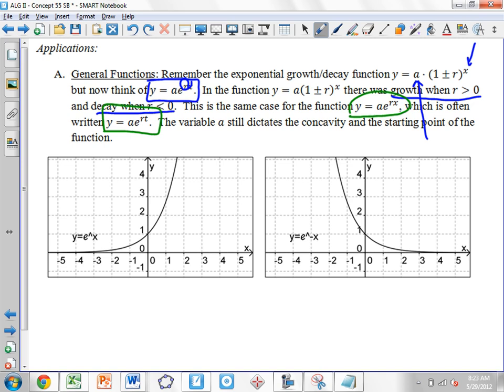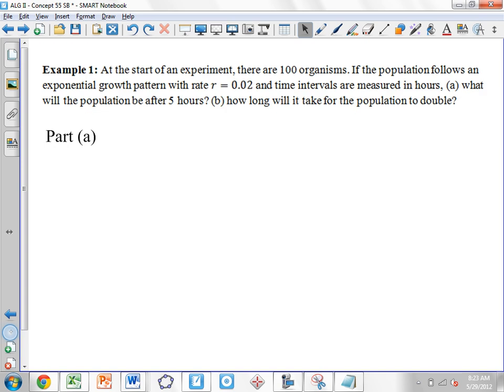Now, the variable a still dictates the concavity and the starting point, just like we discussed in the last part. Okay, so it doesn't change. So your simple example of growth when it comes to these functions is just e to the x, and decay is e to the negative x. So we still have growth, we still have decay. No different than what we've had before. All we're going to do now is look at different applications of it. So let's go to our first example now.